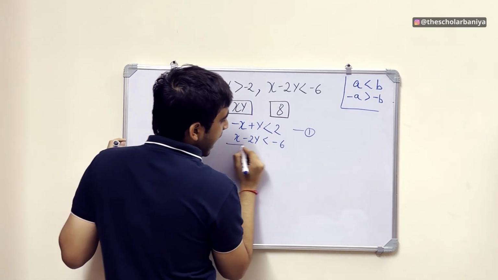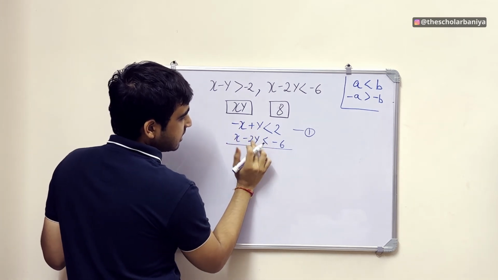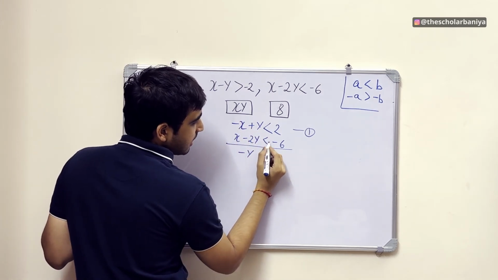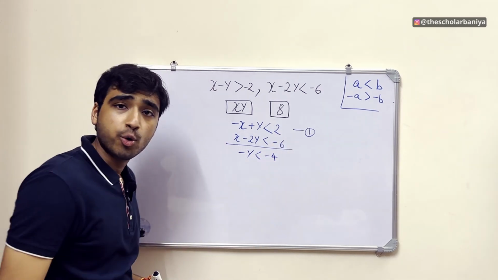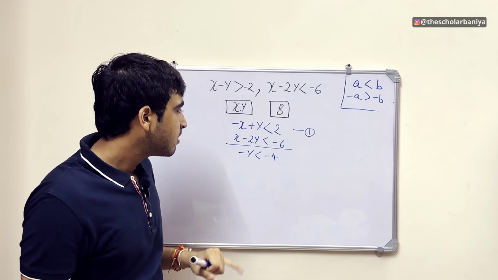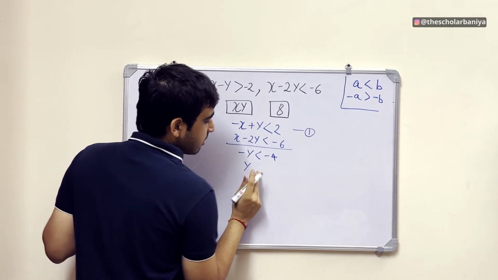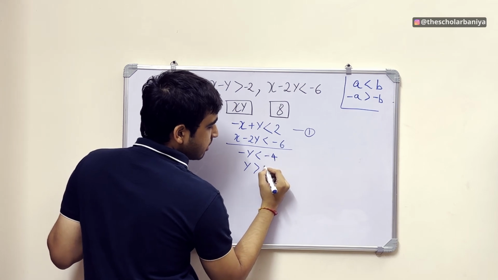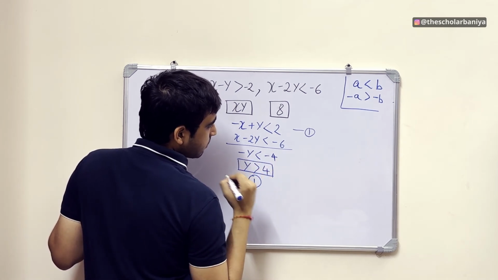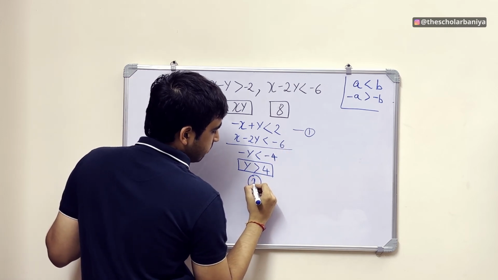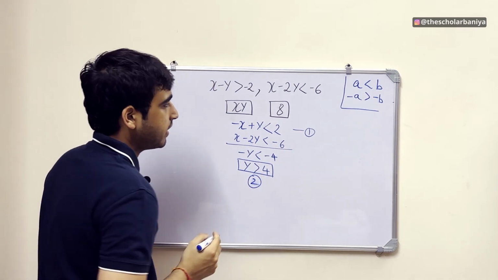So now let's add both of these equations. Minus x and x get cancelled. This becomes minus y is less than minus 6 plus 2, which is minus 4, right? Now again, multiply this by a negative sign. So this will become y, the less than will become greater than, and this will become 4. So this is the second equation you've got.